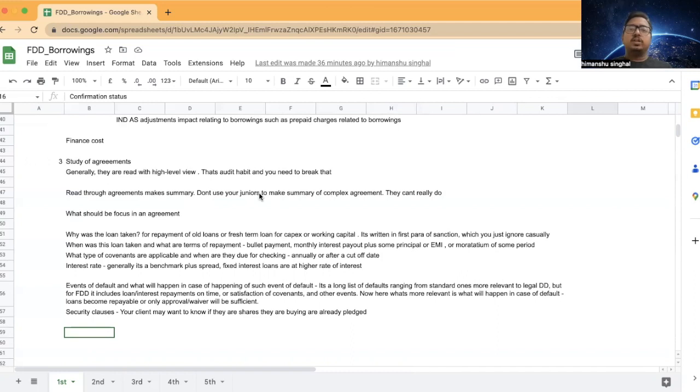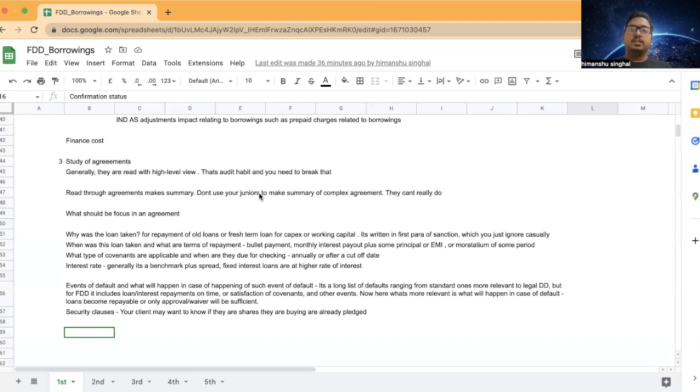Now, the second is, when was this loan taken and what are the terms of repayment? Repayments could be like bullet repayment, where in one go you are paying everything. Then there could be monthly interest payout plus some principal. The principal could be fixed, varied over the schedule of the loan, or it could be a fixed EMI. Then even post-COVID, the moratorium has also started in many loans. So you may find the moratorium clauses as well.